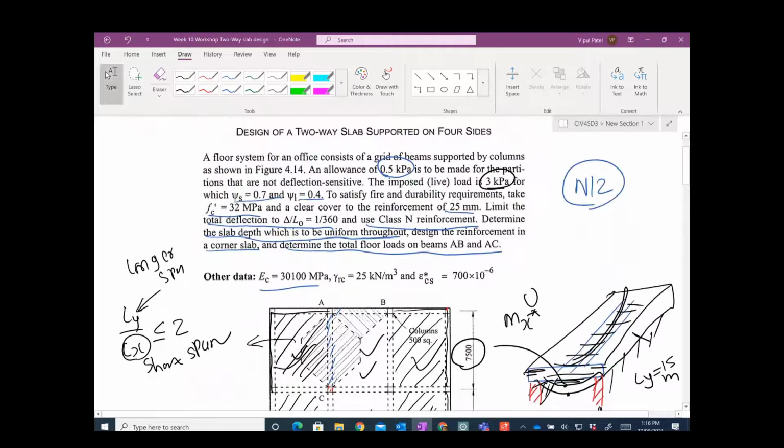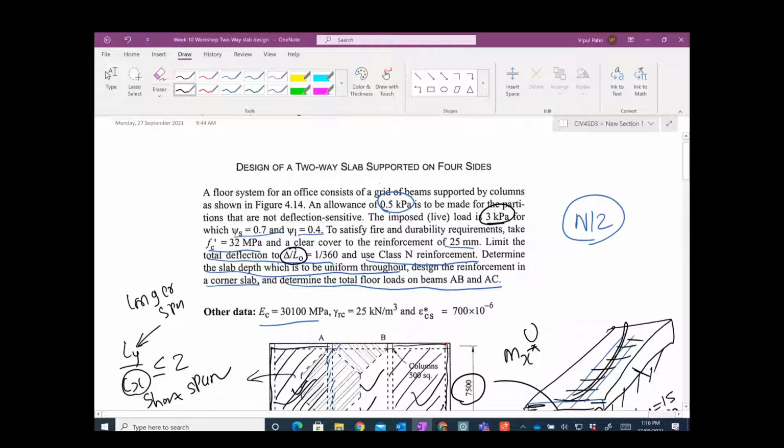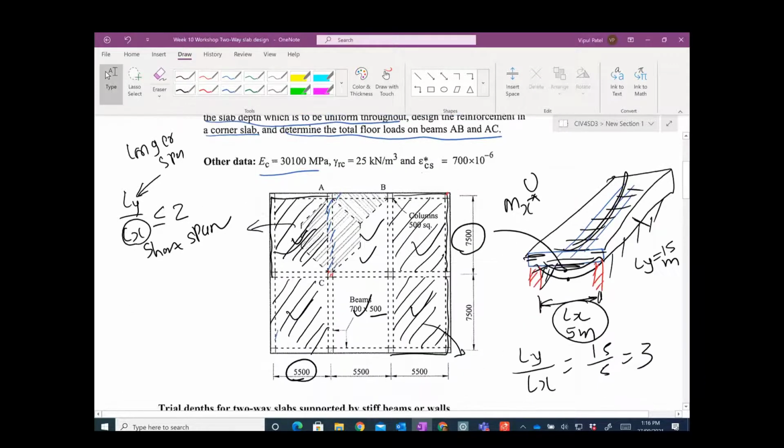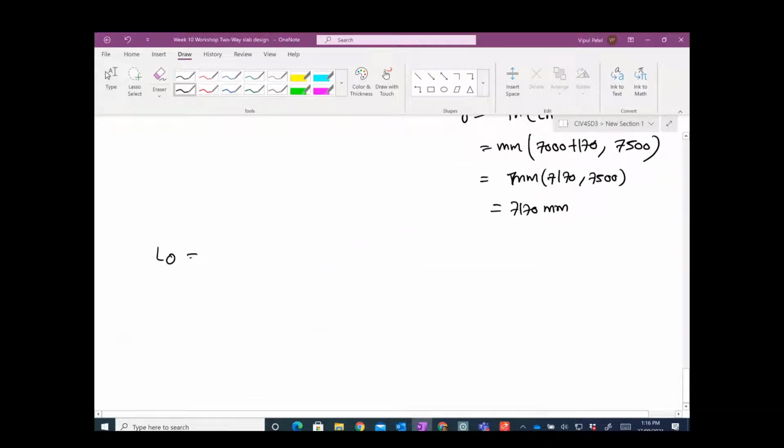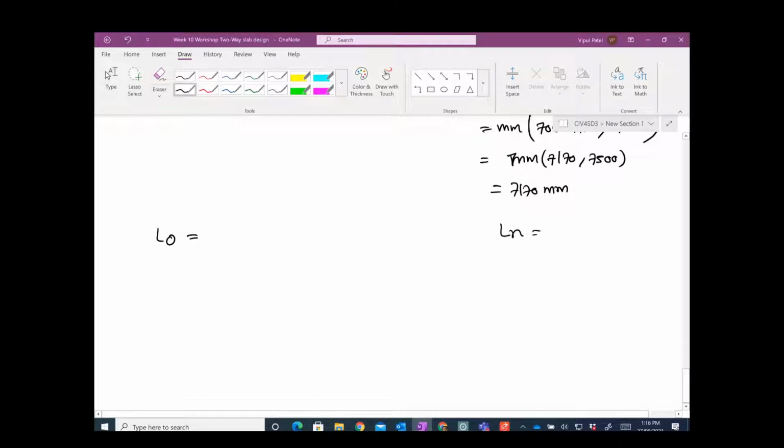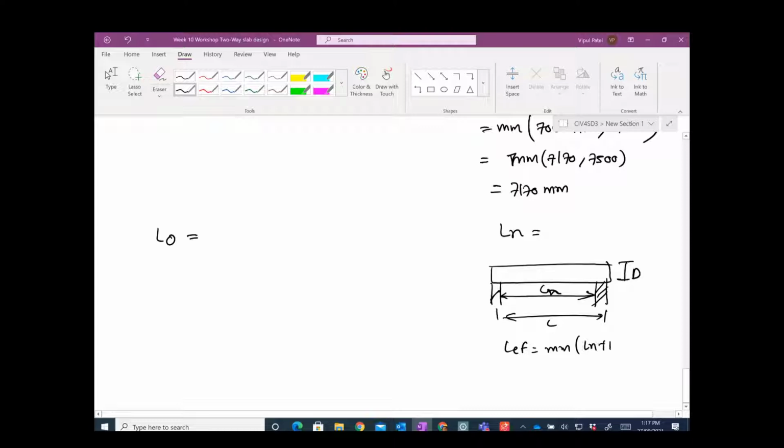In our examples, they generally have triggers with delta over L0. So we just need to convert it into the L0 format, right? For L0, I think there is a quite simple definition as well. So let's say if I want to calculate L0, I hope you understand Ln, which is the clear span. So if you have a slab, this is your Ln. Center to center distance is L. L effective equal to, with D, the minimum of Ln plus D or L.